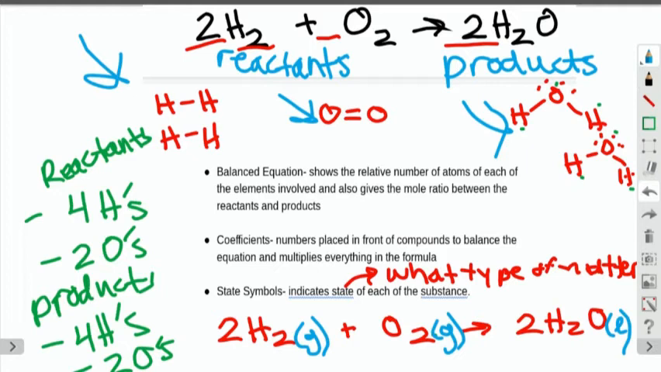And one thing I forgot to mention, if there is no coefficient in front of something like right here, that means that there is a 1 there. So if there's nothing written, just like how we would write a certain element like argon, if there wasn't a number at the bottom, we would think that there would be a 1. So it's kind of similar to that.